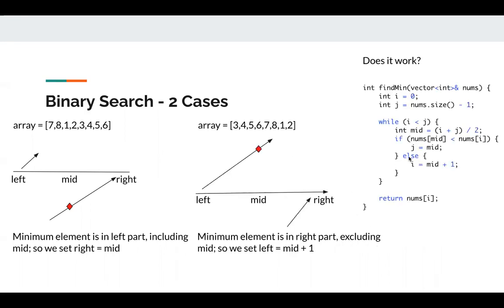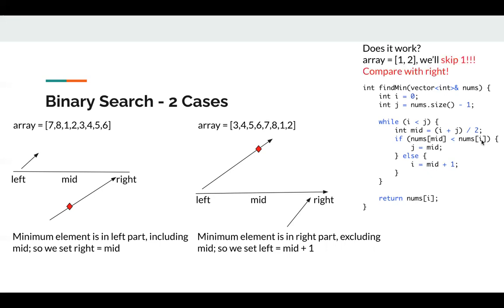Okay, let's take a look. Does this code work? Assuming we have the array 1 and 2, we know i is 0, j is 1, mid is 0. Then we are comparing nums[0] with nums[0]. So we will go to the else branch, i becomes 1. Finally, we will return nums[1], which is 2. But we know 1 is our answer. So what's wrong here? We will skip 1.